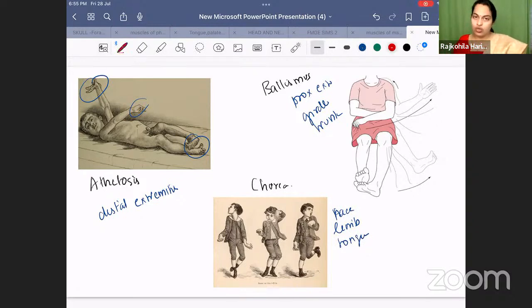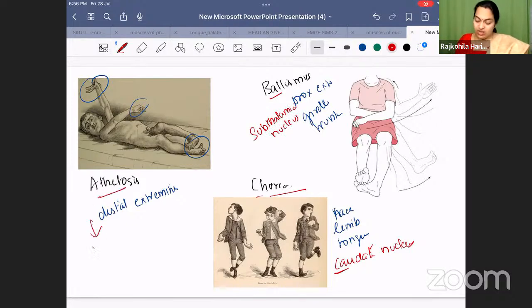Coming to the third point that you should know about, the lesion. Due to which lesion do these things happen? Chorea occurs due to lesion of the caudate nucleus. Easy to remember, CC. Hemiballismus or ballismus occurs due to lesion of the subthalamic nucleus, which is again part of your basal ganglia. And athetosis is due to involvement of the corpus striatum, the basal ganglia, globus pallidus. Lesion of all that can lead to these, right?